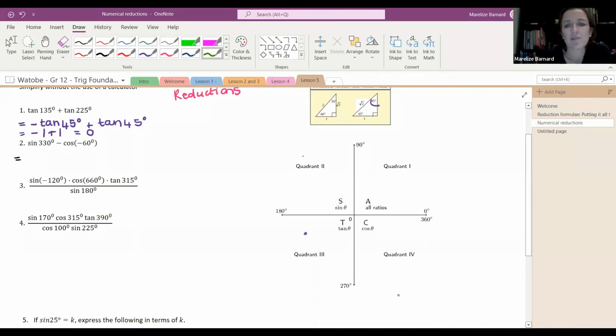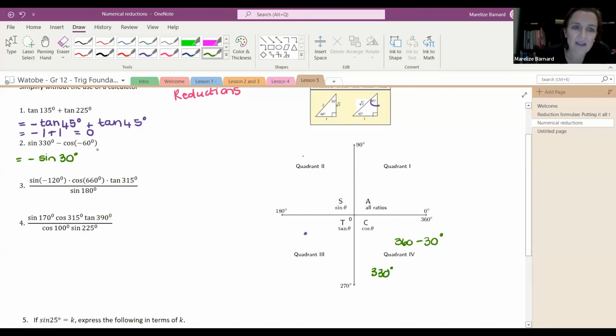Okay, so 330 degrees is going to be in this quadrant, in the 4th quadrant. And I can get 330 by saying 360 minus 30. Sine in that quadrant is negative, so we reduce it to negative sine 30 degrees.